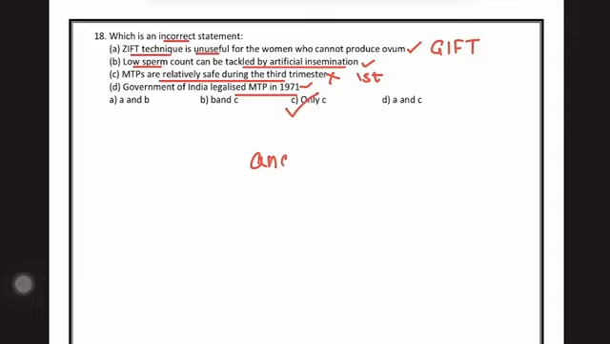Children, we are going to 18th question, which is an incorrect statement. A. ZIFT technique is unuseful for women who cannot produce ovum. This is a correct statement. The technique used is GIFT. Low sperm count can be tackled by artificial insemination is also right. MTPs are relatively safe during third trimester. This is wrong. They are safe in the first trimester. Government of India legalized MTP in 1971, right? So only wrong option is C. Answer is option C.